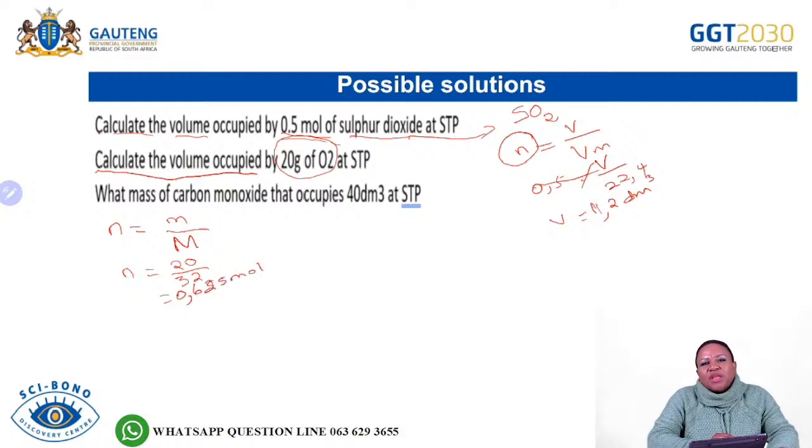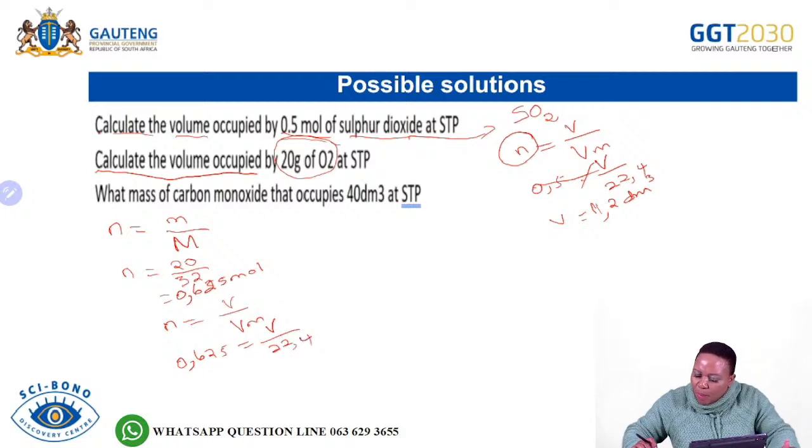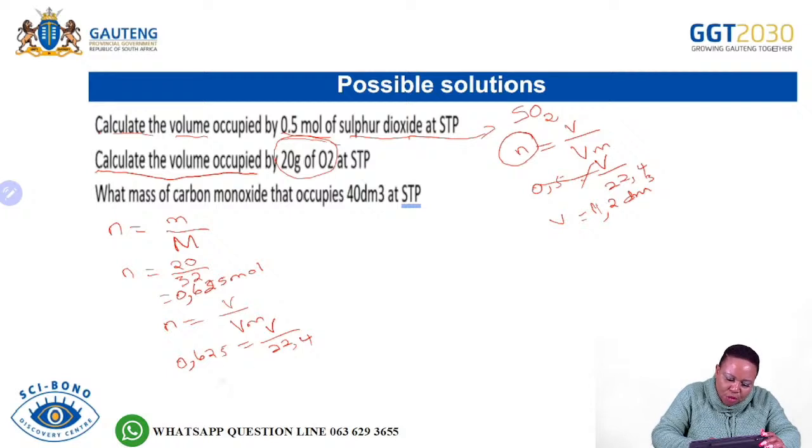Then after getting the number of moles of oxygen, we can go back to our formula that says n is equal to V over Vm, and substitute our number of moles, which is 0,625 equals V over 22,4. Then 0,625 multiplied by 22,4 is going to give us 14. So our volume here is going to be 14 decimeter cubed.